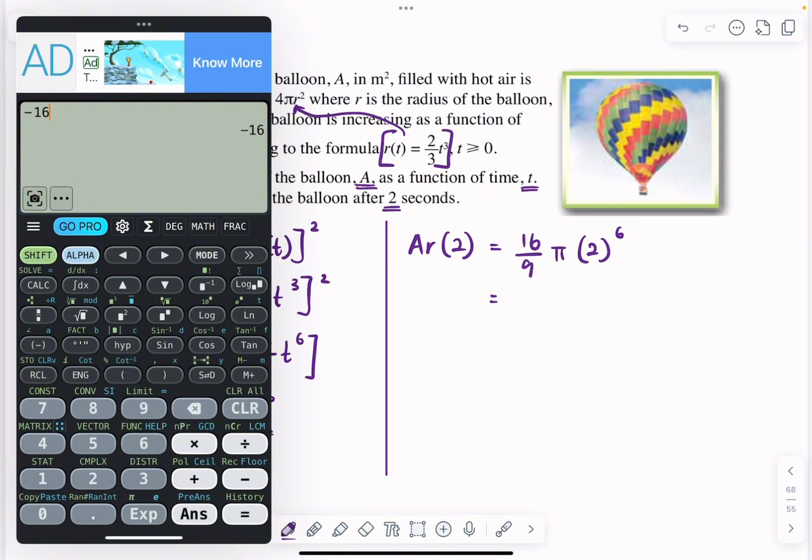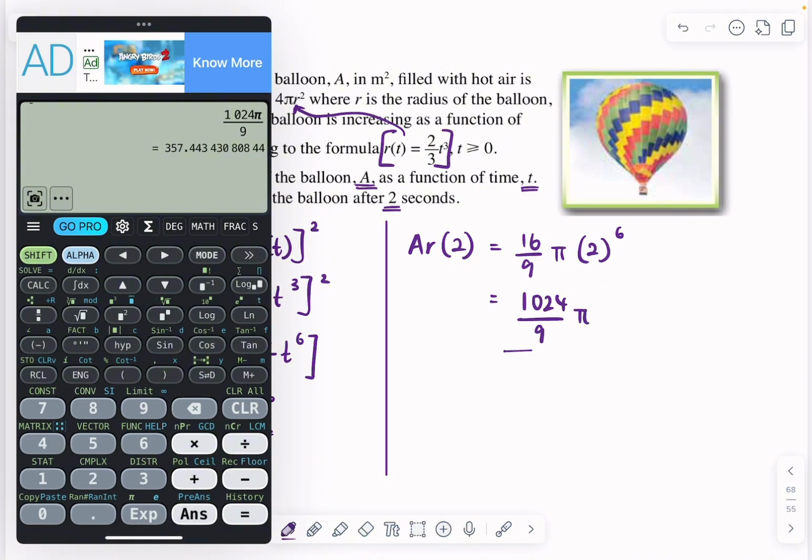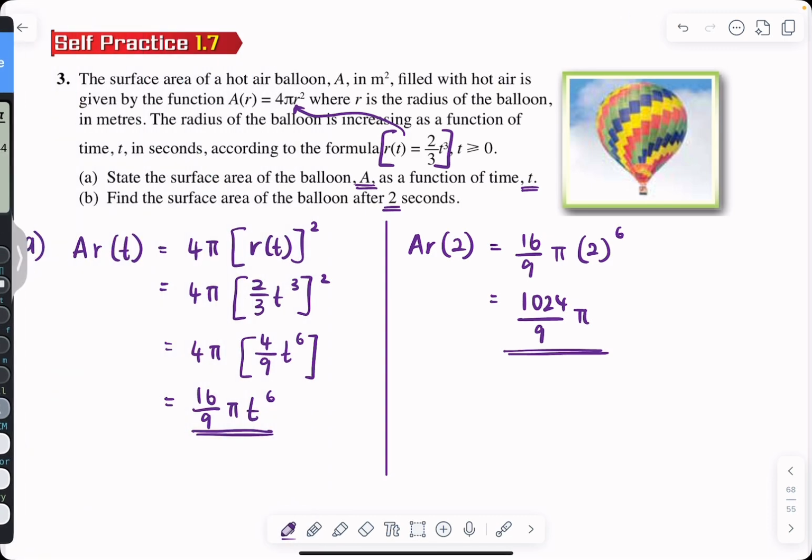16 over 9 pi times 2 to the power 6. So 2 to the power 6 is 64, and this answer we can write as a fraction: 1024 over 9 pi. You can write it as an improper fraction, proper fraction, mixed number, or decimal. That's it.